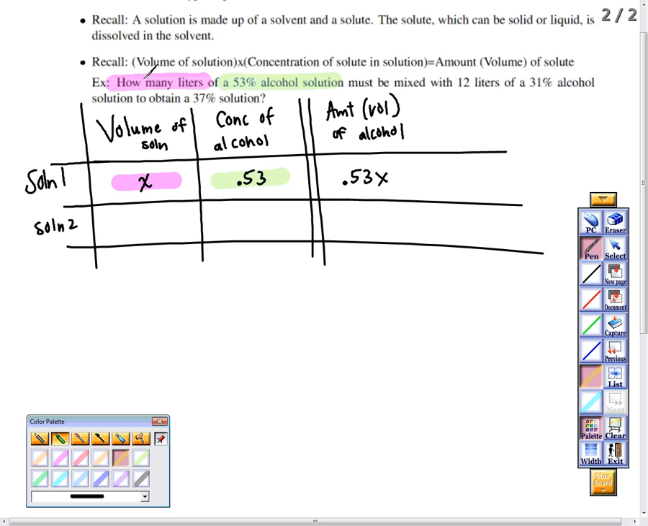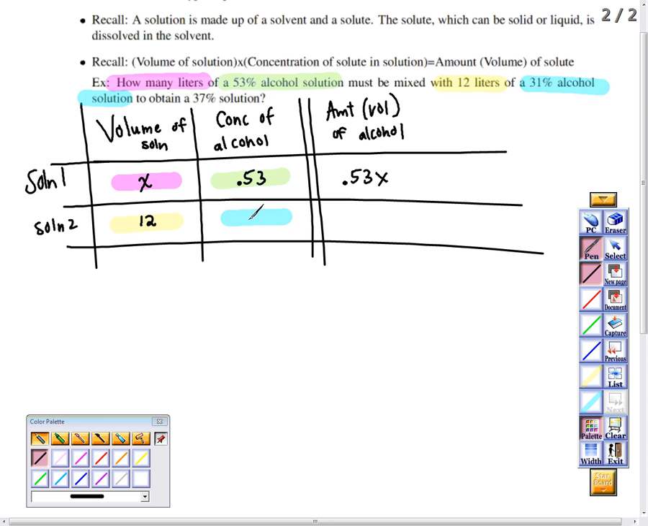Then we're going to find solution 2. That was our first solution, and solution 1 is mixed with solution 2. 12 liters: is that volume or is that concentration? Well, it's volume. Volume is measured in lots of units, but one of them is liters. So this is 12. We are also looking for the concentration of this second solution, 31%, so that goes right here. Again, we change 31% to 0.31, and now we multiply. This is 12 times 0.31. I'm going to leave it like this, so in a minute you can tell where all this came from.